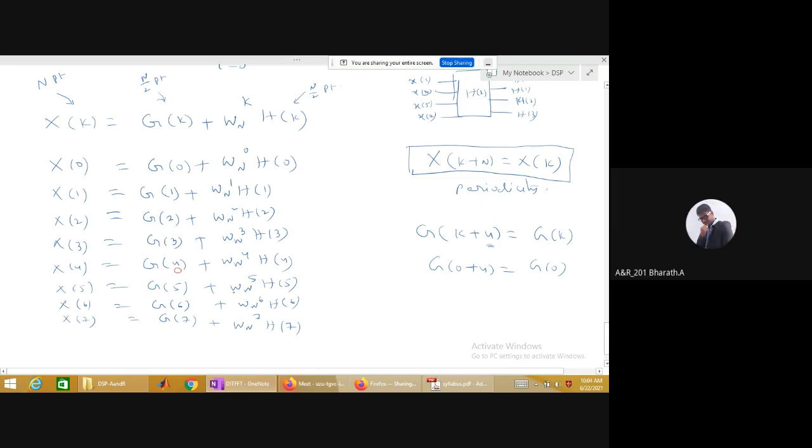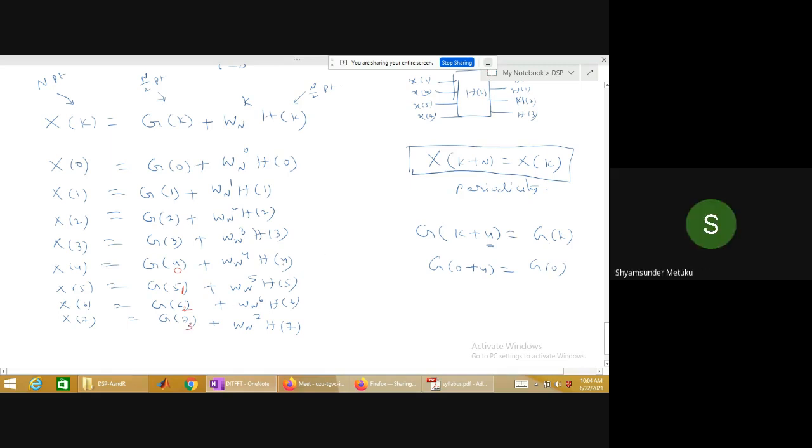Basically G belongs to only even numbers, only even number outputs. Correct or not? So G of 4, can I write it as G of 0 or not? Yes, sir, we can write. G of 5 can be written as G of 1. G of 6 can be written as G of 2. G of 7 can be written as G of 3. Very good.